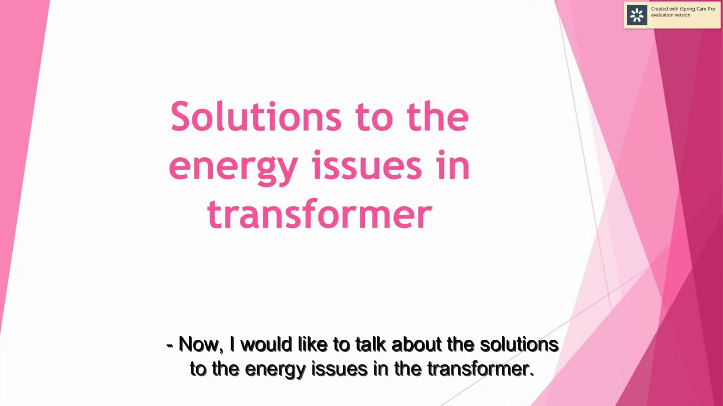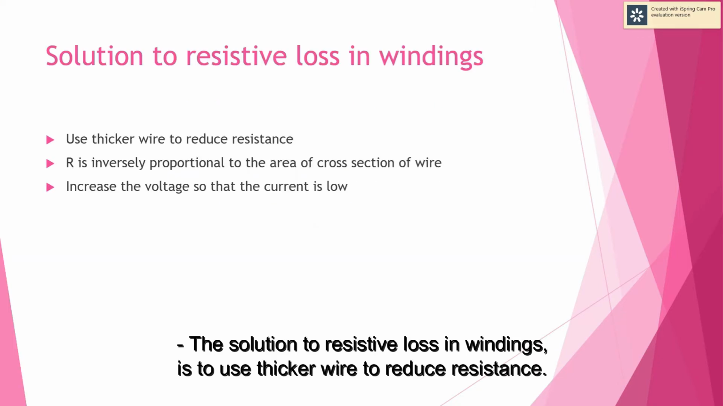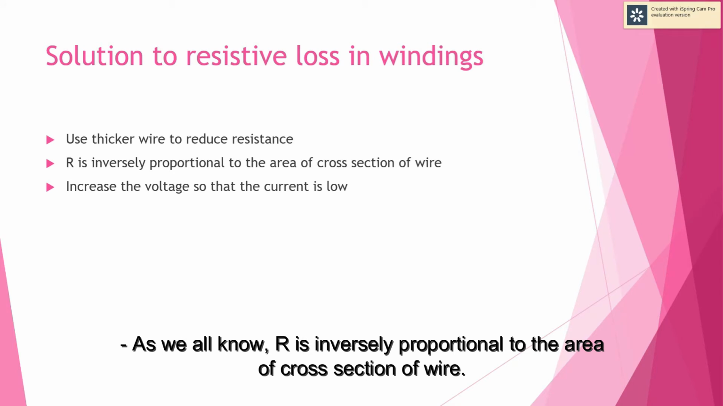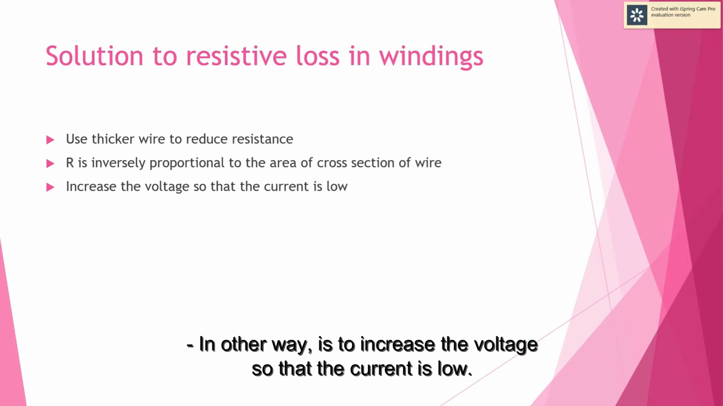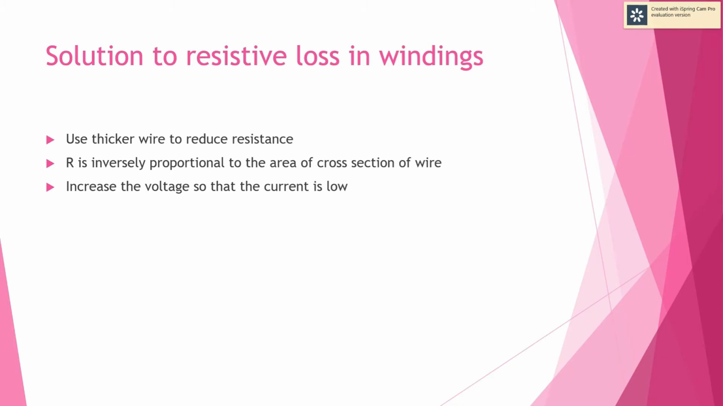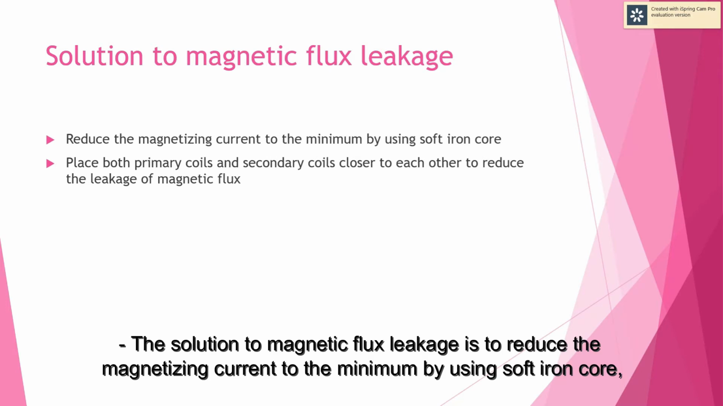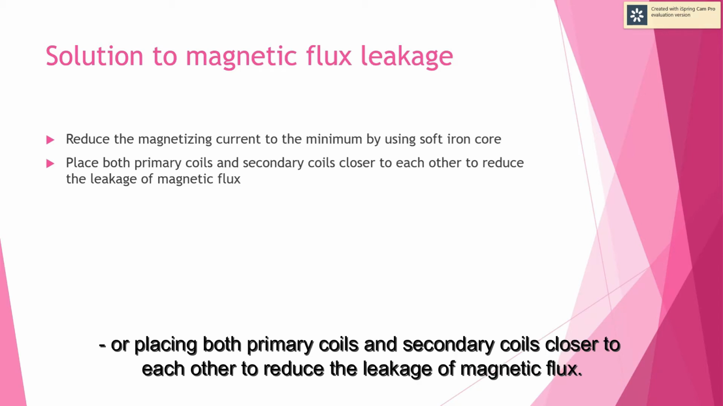Now I would like to talk about the solutions to the energy issues in the transformer. The solution to resistive loss in windings is to use thicker wire to reduce resistance. As we all know, R is inversely proportional to the area of cross-section of the wire. Another way is to increase the voltage so that the current is low. The solution to magnetic flux leakage is to reduce the magnetizing current to the minimum by using a soft iron core, or placing both the primary coils and secondary coils closer to each other to reduce the leakage of magnetic flux.